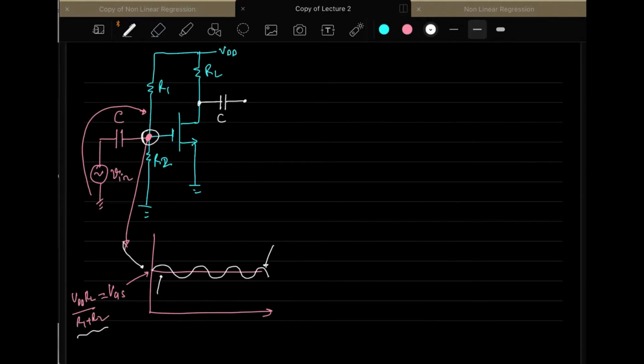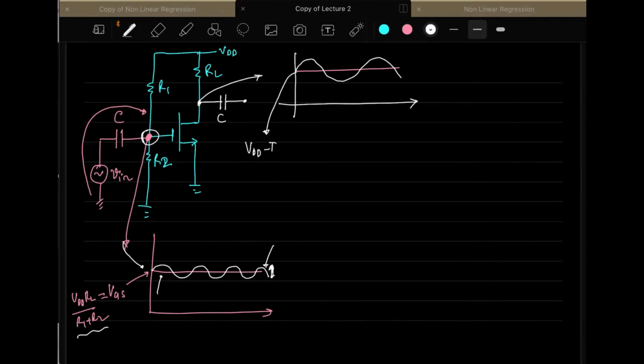So at this point you will get a profile which looks like this, and you will have an amplified version of this signal which is here. The DC value will be VDD minus ID RL, whereas the signal sweep that you are seeing here will be GM VGS, and this signal here is VGS, the one which we are applying here. This is a small signal, and it is amplified by GM VGS.